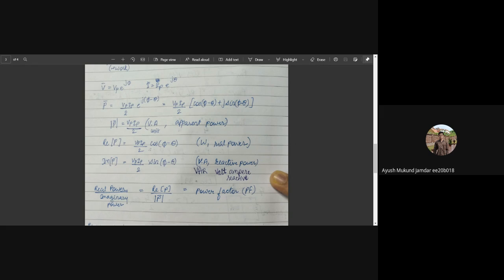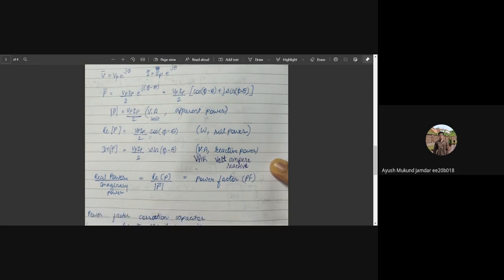These are some terminologies that we must be very familiar with and remember. And the power factor is another term defined, that is the real part of the power delivered divided by the modulus of the power, that is basically cos(phi minus theta), the cosine of the phase difference.